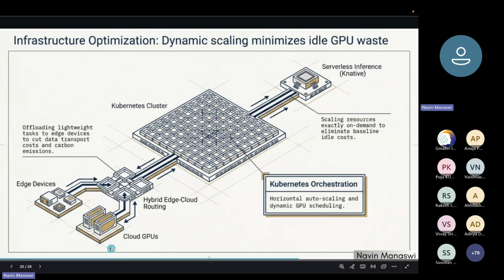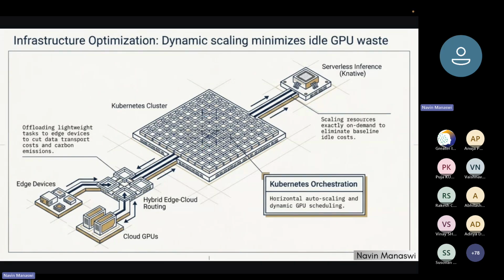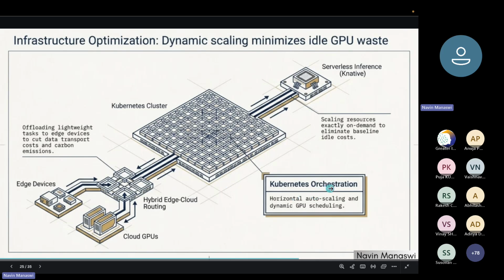In this example, we have cloud GPUs, edge devices, and multiple Kubernetes clusters, so that we can scale up and serve the same LLM app, agentic AI systems, for 10,000 persons per minute. When you want a large customer base using your agentic AI system, it has to be done through Kubernetes so that it can be easily managed. Things are coming up in a big way. There is Kubernetes orchestration, horizontal auto scaling, dynamic GPU scheduling, and this is hybrid edge-cloud routing.